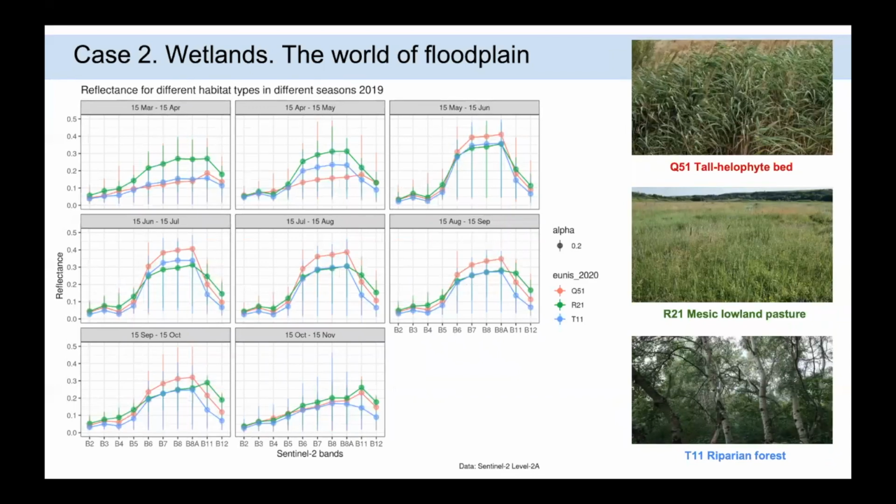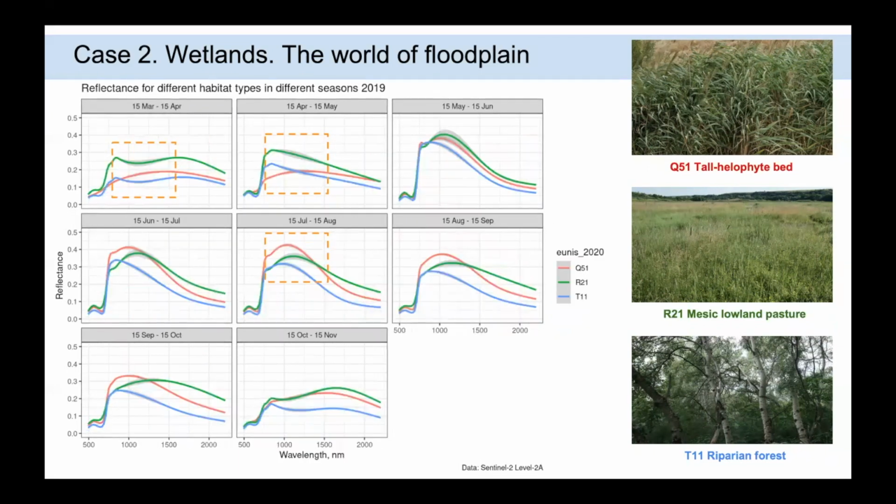Similarly, we have the second case, a complex of the floodplain habitats. We can trace the dynamics of infrared reflectance during the vegetational season, starting with higher values for grassland habitats, meadows in spring, and then it is changing during the summer. And the same with reflectance curves.